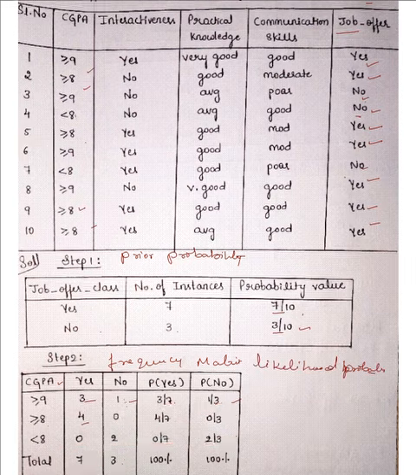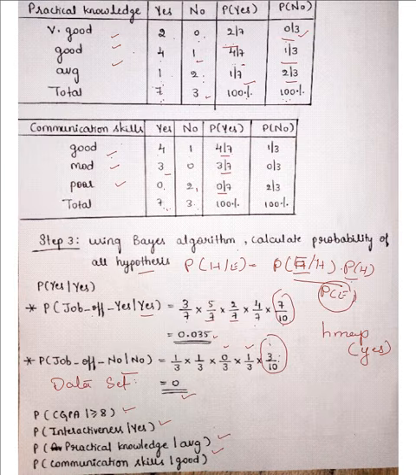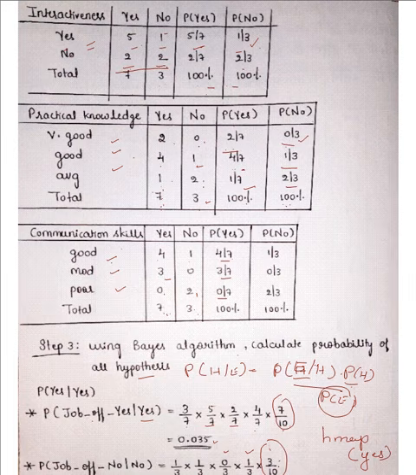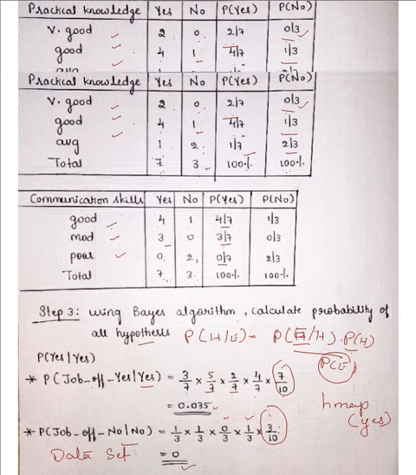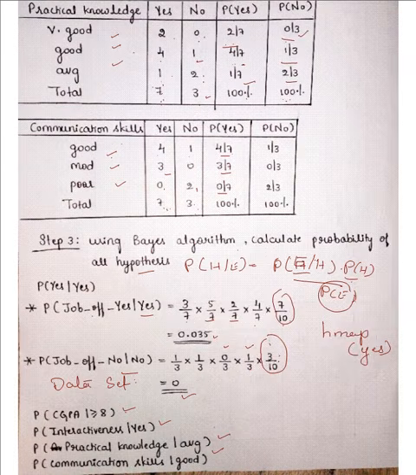See here, what is the probability value for CGPA greater than or equal to 8? Positive instances, this is P of yes is 4 by 7. Okay, this 4 by 7 into, you should see the next column. Interactiveness is yes, he has given in the data set. So go to the interactiveness table. When interactiveness is yes, what is the probability of yes here? It is 5 by 7. Interactiveness is yes, so it is 5 by 7 into, what is the next attribute given?